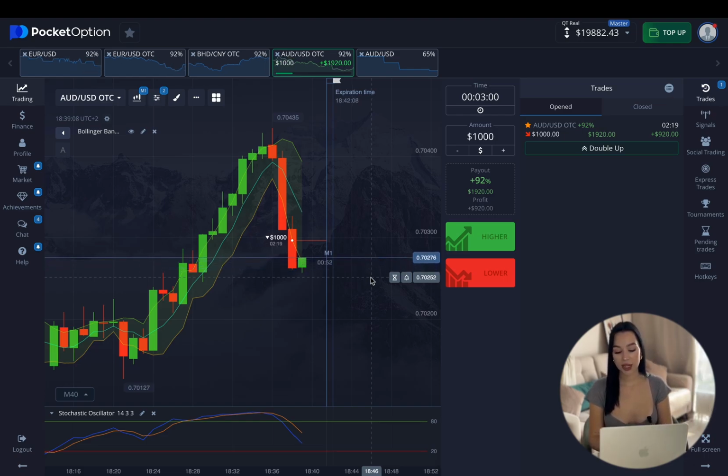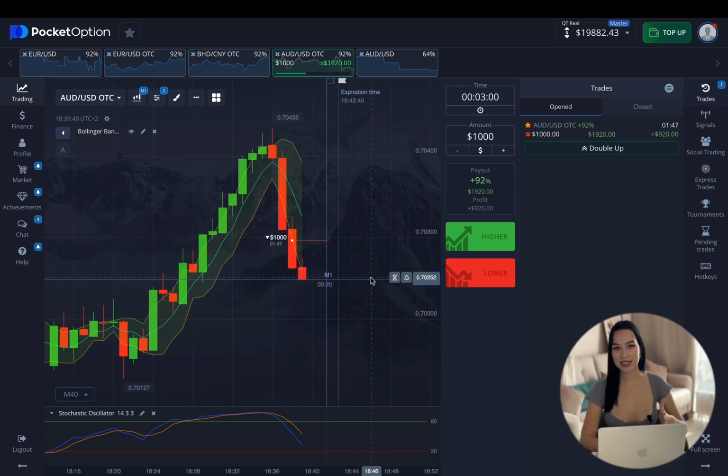And we can see now that the two lines of Stochastic Oscillator are out of the selling position. We can see it's going lower right now. So that's why we opened that trade, but this is pretty risky. I don't recommend you to do that, but still it's a pretty good trade.